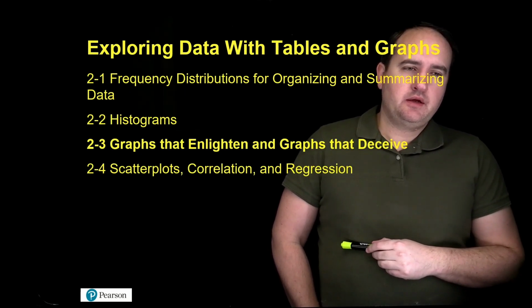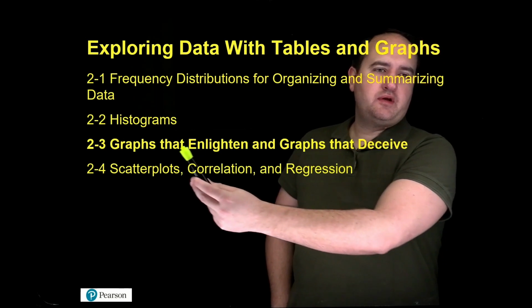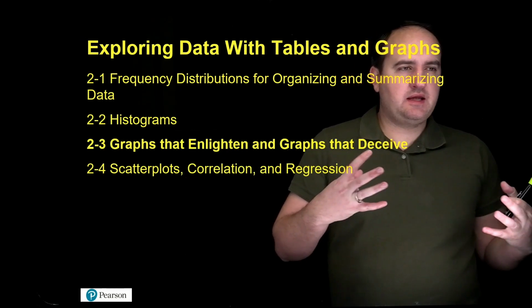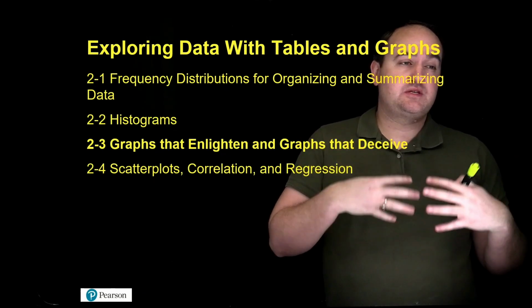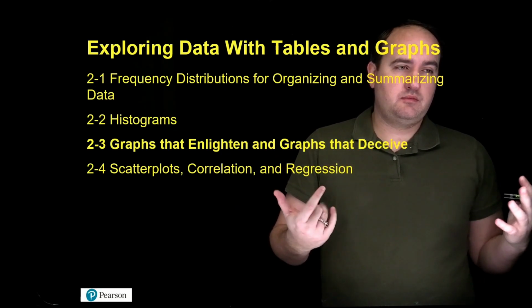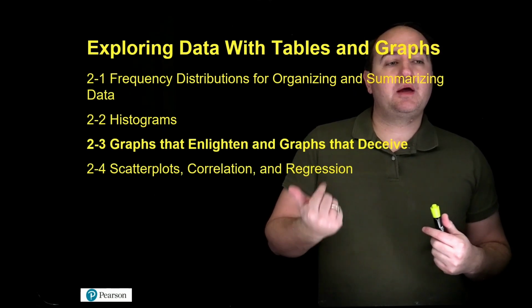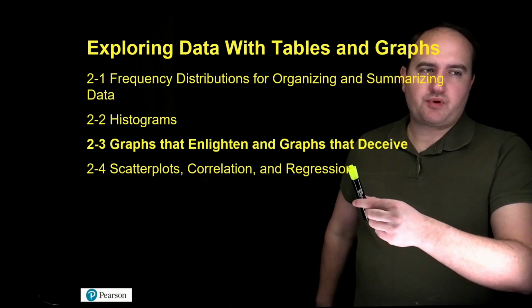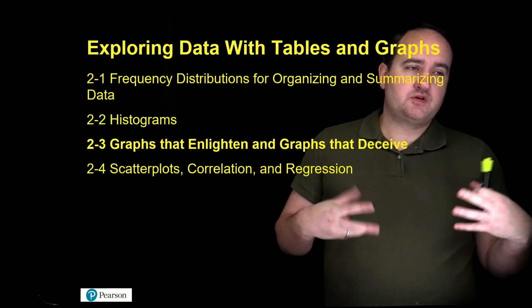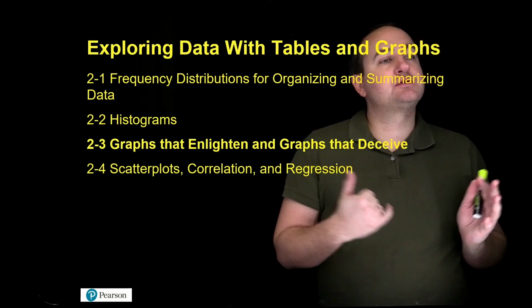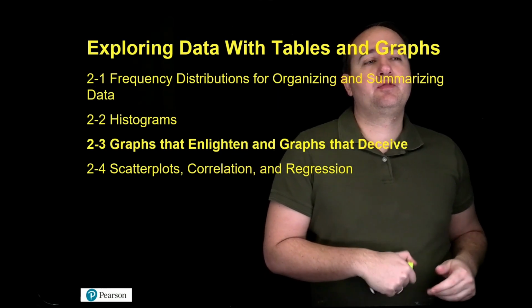So just in case you don't know, the word enlighten means that the graph tells us something or helps us understand the data and the distribution of the data better. And then most people probably know that the word deceive means that there are certain graphs that can mislead us to believe things about the data that aren't true.